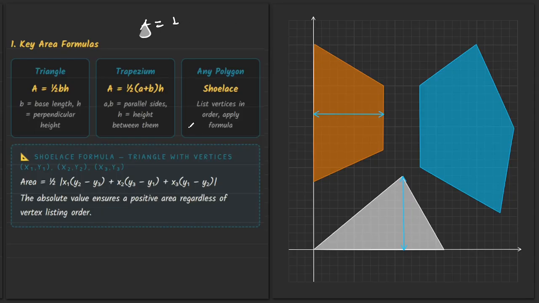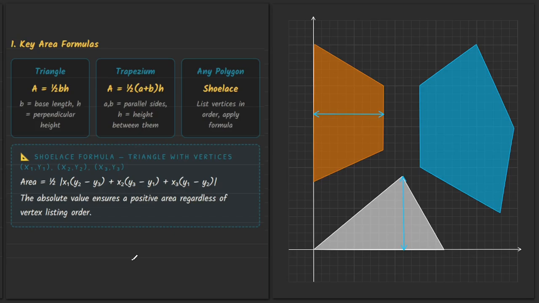Then when it comes to a trapezium, the area of a trapezium is 1/2 times the sum of the parallel sides, times the height. But when it comes to other polygons, we try to decompose them. By decomposition, I simply mean we divide them into smaller ones whose areas we can easily determine. Then we add to get the whole area of the polygon.